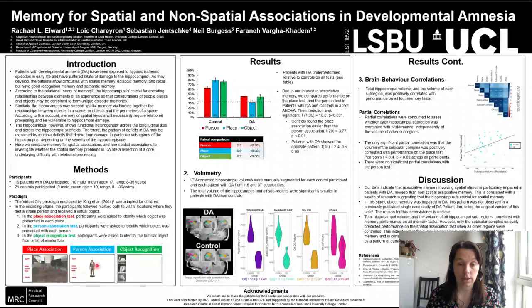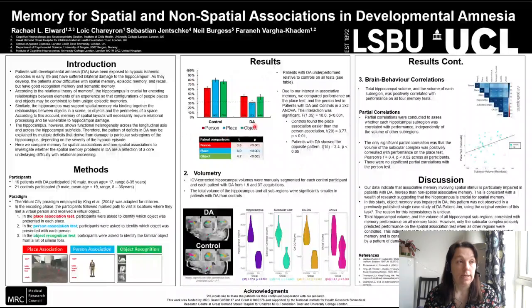In the person association test, they're presented with a person and asked which item that person gave to them. And in the object recognition test, they're just given 3 very similar looking items from the same semantic category, and are asked which of these objects they saw. So this one doesn't require any associative memory, but the other 2 do.